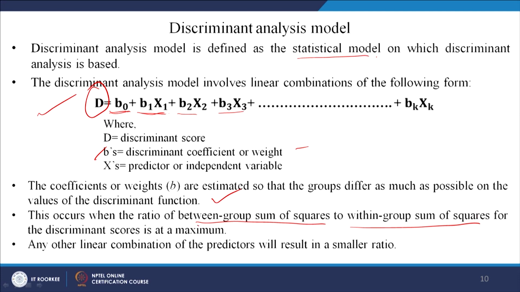Now, what does it mean? If you remember in ANOVA, the F ratio is equal to the mean sum of squares between divided by the mean sum of squares within, right. This is what we are saying. So, similarly the ratio of between group sum of squares to within group sum of squares for the discriminant scores should be maximum, right. Any other linear combination of the predictors will result in a smaller ratio. So, if this value is maximum, then only it is the best combination.